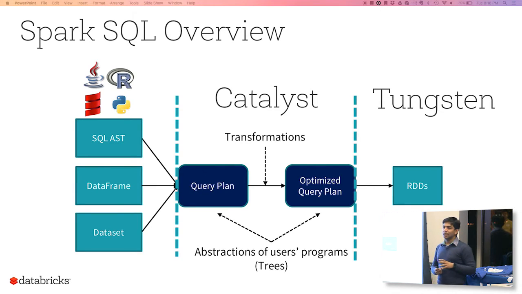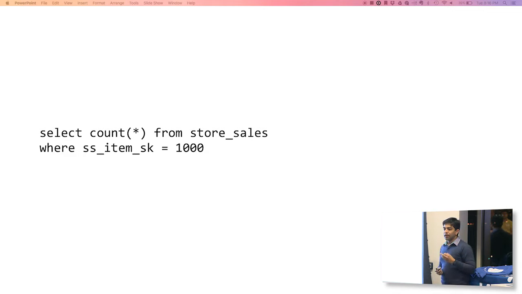Now let me give a brief introduction of what Tungsten does. Once you have a query plan, the next step is to convert that query plan into a DAG of RDDs, or basically convert it into code that would now be executed on the cluster. So how do we actually convert this into code?